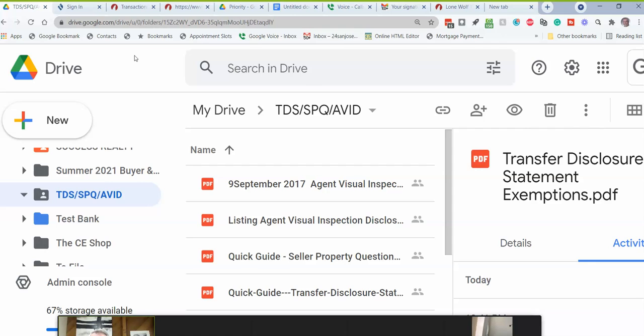What it says in paragraph 10 is that if the buyer is given a copy of the TDS and the SPQ prior to writing the offer, then the buyer's offer is assumed to have incorporated that knowledge, and there is no 5-day, 3-day right of rescission anymore. So do you understand? You better read that and have your buyer read it before they write the offer.